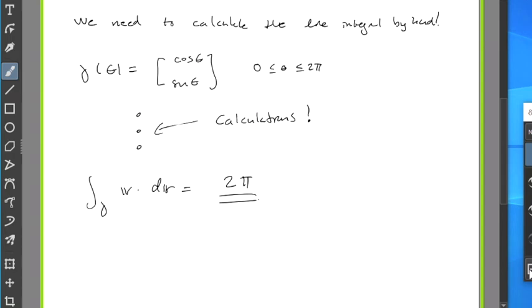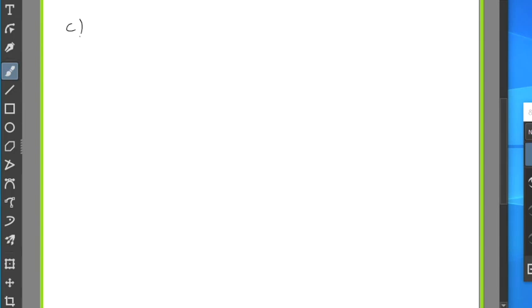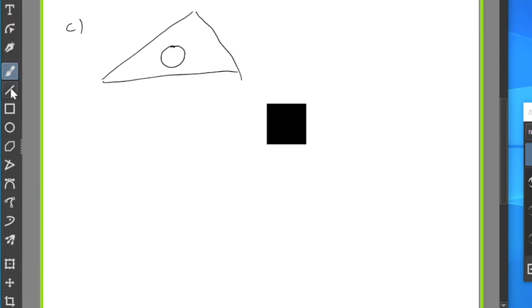Let's also do the C task. So in C, we have our circle, and we have a triangle which encompasses the circle like this. And then the question is what the value of the line integral along the border of the triangle is. And here it's wise to apply Green.